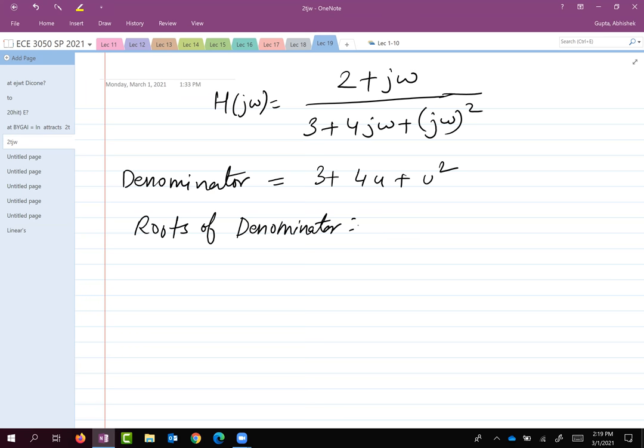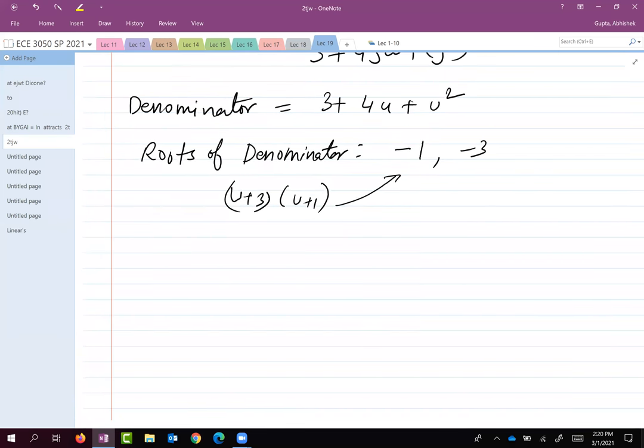What are the roots of this quadratic polynomial? Someone, yeah. -1 and -3. -1 and -3. Oh, you gave me the right answer. How do you find these roots? You can factor it. So you can do u plus 3 and then u plus 1. Okay. Yes, you can factor it, of course, and this gives you the roots of the denominator. But for quadratic polynomials, there is this formula, which I guess you all are aware of.